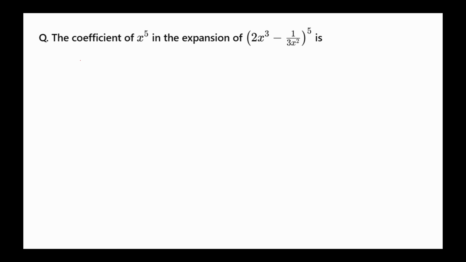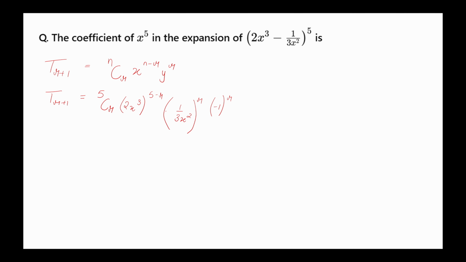So let us write down the general term for this entire expansion. What would be my T r plus 1 in this expansion? It would become nCr x to the power n minus r and y to the power r. So this becomes T r plus 1, and my n value is 5, so 5Cr. Here instead of x I have (2x cube) to the power 5 minus r, and instead of y I have minus 1 by 3x square, or let me take the minus out, (1 by 3x square) to the power r, times minus 1 to the power r.